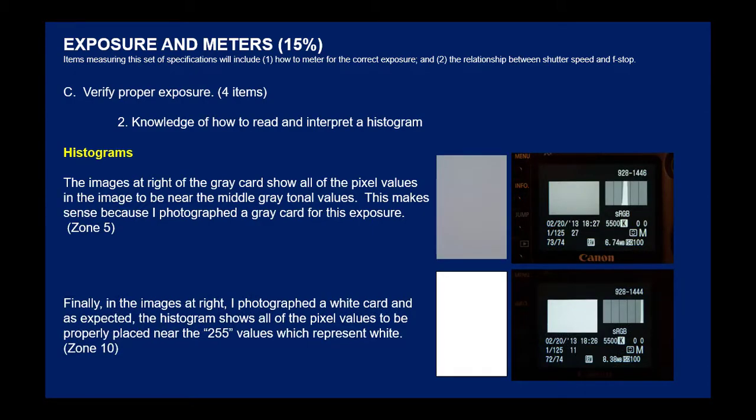In this histogram of the gray card that I photographed, we would anticipate that the tonal values should fall in the middle of the graph because we photographed an 18% gray card, or middle gray. So the histogram bears that out by falling right in the center of the histogram. Finally, in the image of the white card, I would anticipate that all of the pixel values would be on the far right hand side of the graph near the 255. And sure enough, the histogram bears that out. All of the pixels that are represented are shown in this graph on the far right hand side.